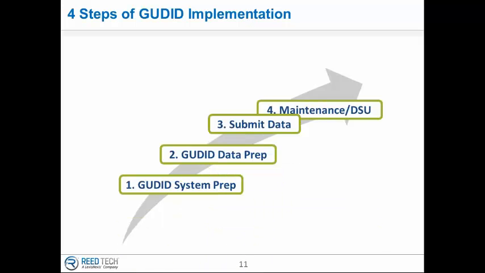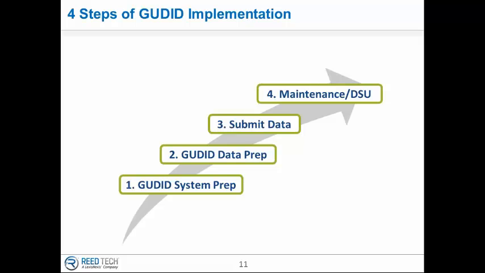What I'm showing is, as simple as I can, a 4-step approach of GUDID implementation. Starting with your GUDID system prep, GUDID data prep, submitting the data, and once your submissions are completed, moving into maintenance mode and also achieving some downstream use.